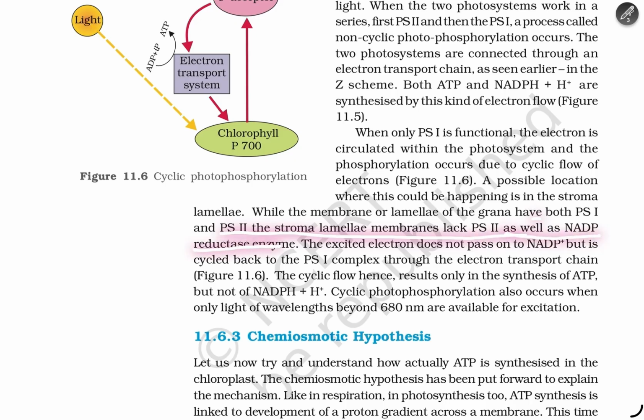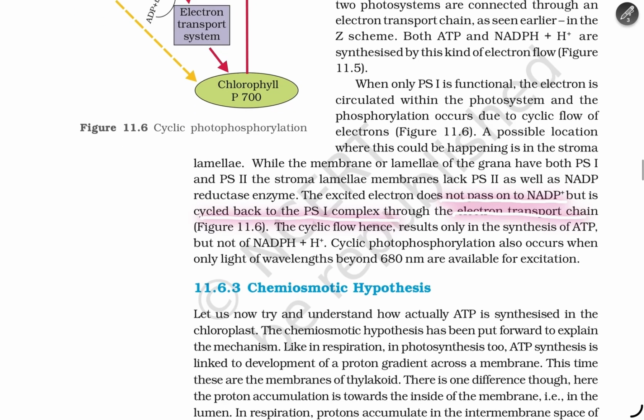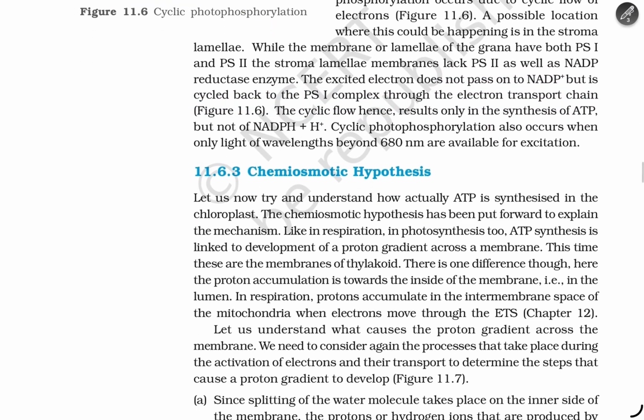as well as NADPH reductase enzymes. The excited electron does not pass on to NADP plus but is cycled back to the PS1 complex through the electron transport chain. The cyclic flow hence results in the synthesis of ATP and not NADPH and H plus. Cyclic photophosphorylation also occurs when only light of wavelength beyond 680 nanometers is available for excitation.